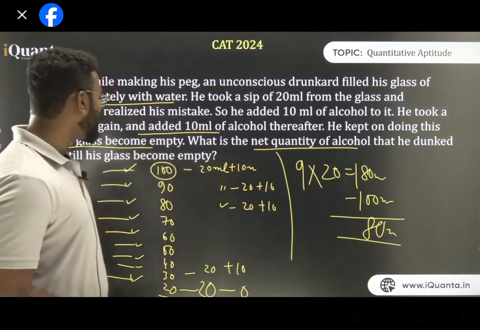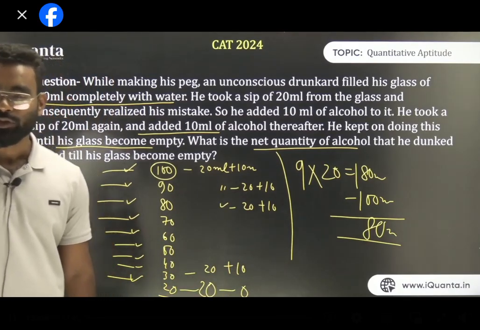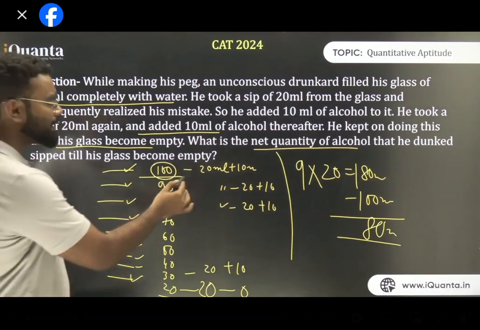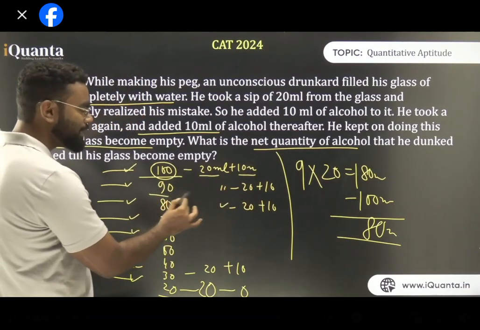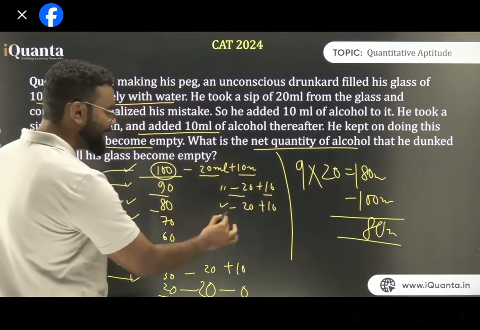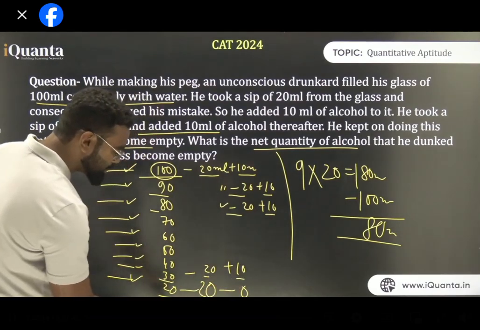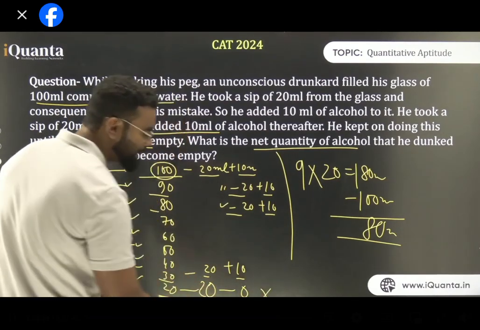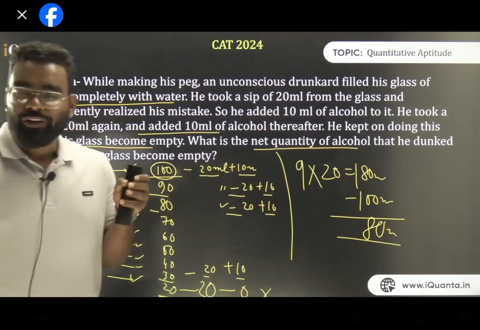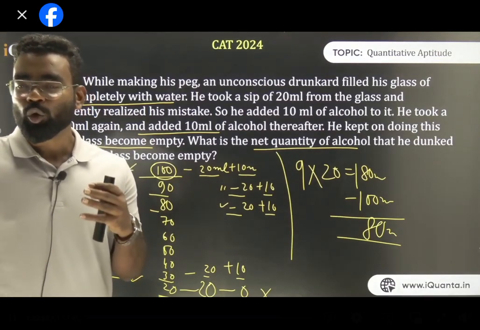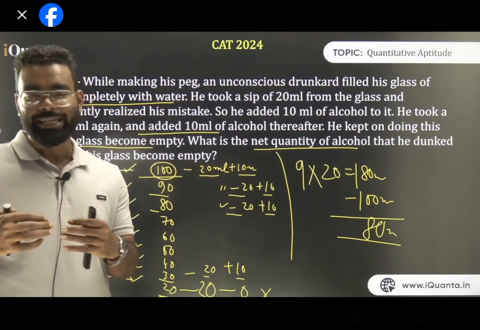Aritrika, this is the question you told me. Let me explain this question once more. This is 100 ml. I drank 20 ml and added 10 ml, now it is 90 ml. I drank 20 ml, added 10 ml, this is 80 ml. I have done the same thing. Then I got 30 ml, drank 20 ml and added 10 ml. Finally, it is 20 ml. I drank all the 20 ml and I am not adding anything. So what I can do is find the total amount of liquid I had already.